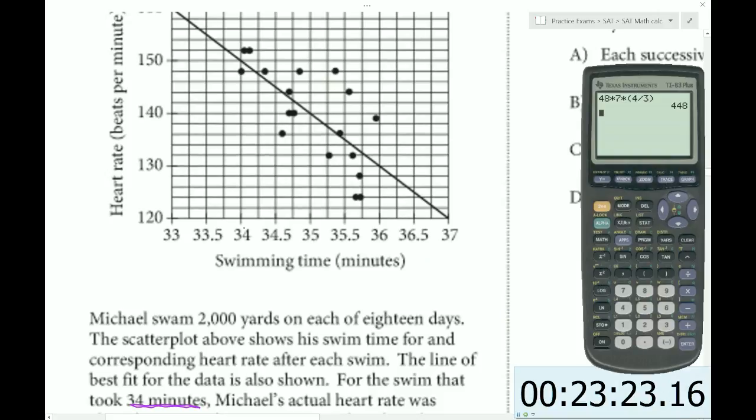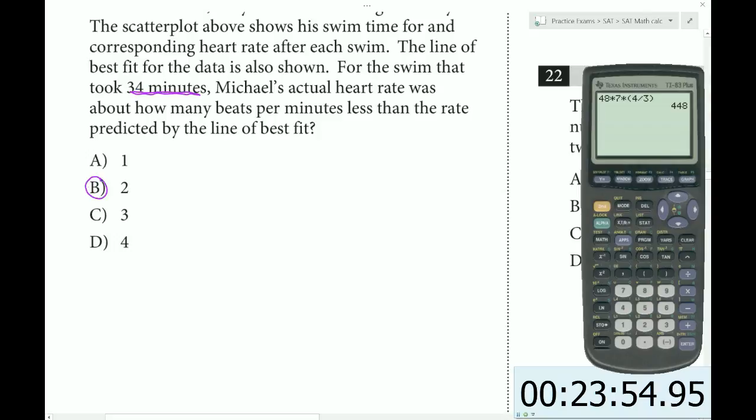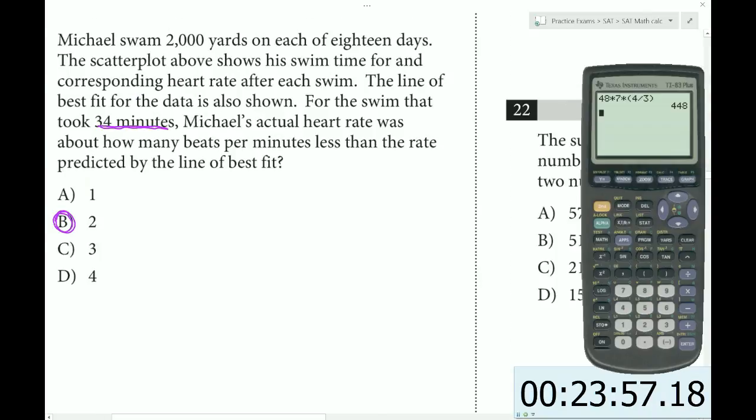So that would be 34 minutes, this swim right here. So let's see. Well, what is each mark going to be? I believe it's going to be 2, right? Because there seems to be 5 of them within a gap of 10. So you could take this subtraction and then divide by the number of intervals. So it seems to be 2. So that would make this 148 if we subtract 2. And the line of best fit hits the mark of 34 at 150. So if we subtract those, that gives us 2 as the difference between the expected and the actual.